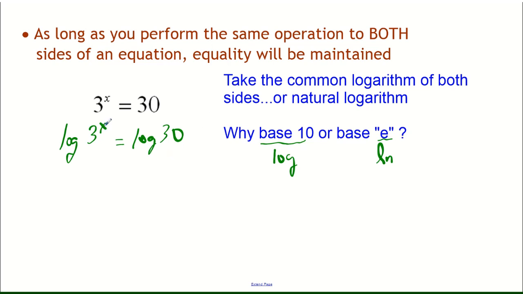This exponent, we're going to use the power law of logarithms. You'll recall that from our video on laws of logarithms, if I have the log of something raised to an exponent, that exponent can get moved to the front. So I can change this left side to now be x multiplied by the log of 3. Right side I'm just going to leave as log of 30. I'm going to get x by itself.